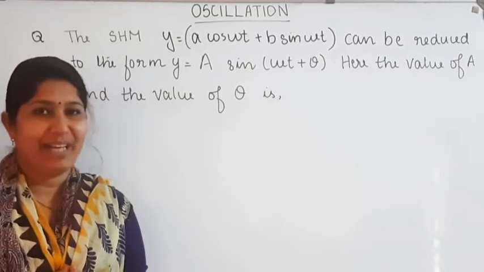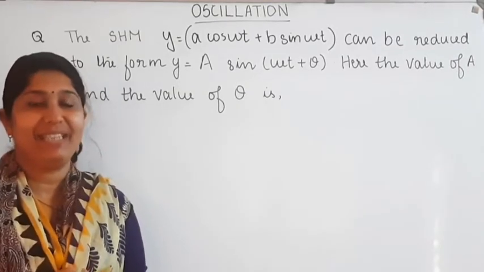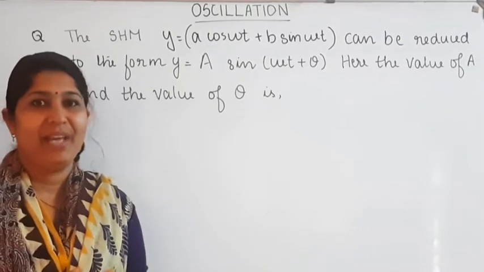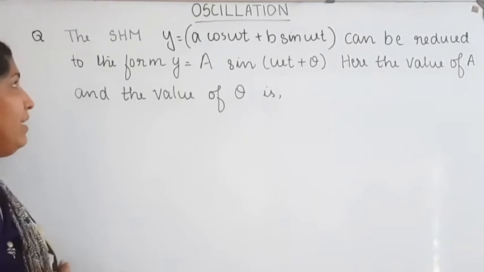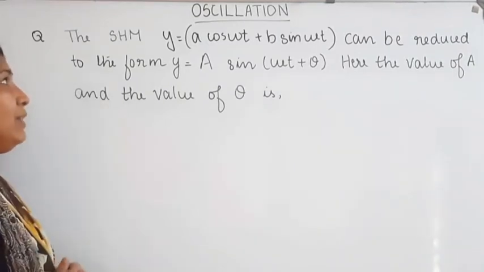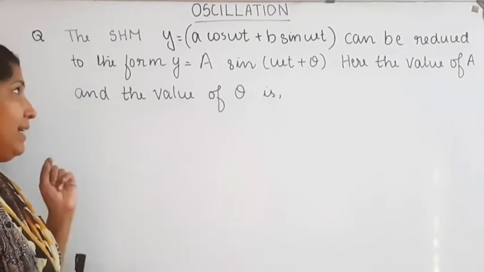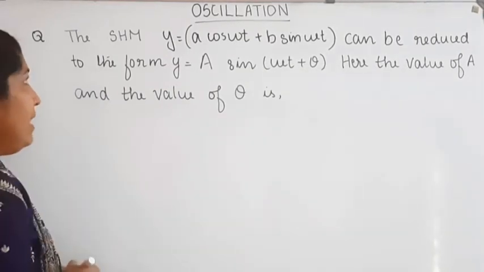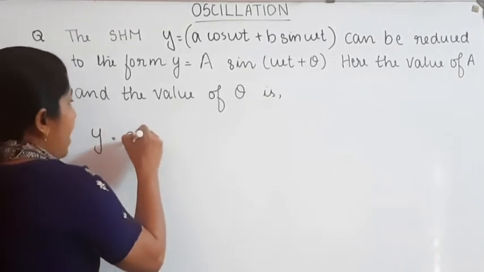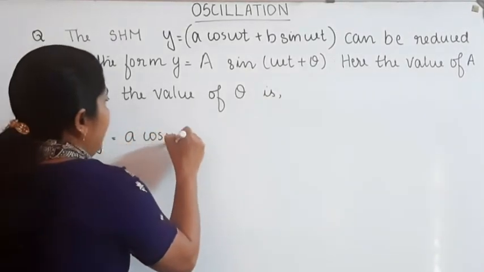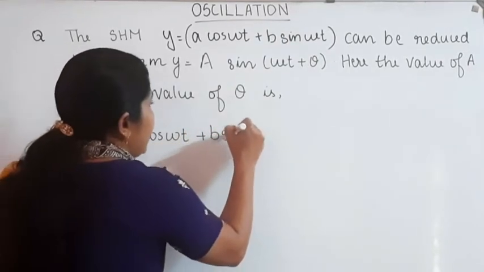Hi students, welcome back. Today I am discussing the problems related with oscillation. Our first question: in simple harmonic motion, displacement y is equal to a cos omega t plus b sin omega t.